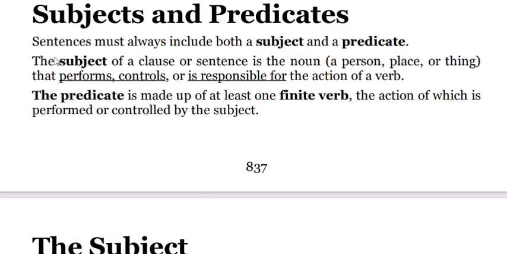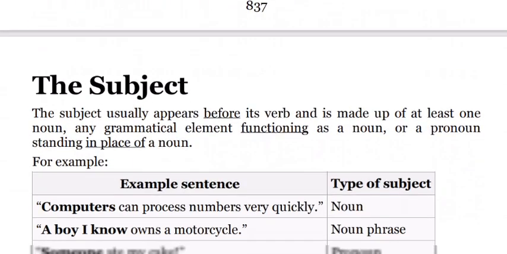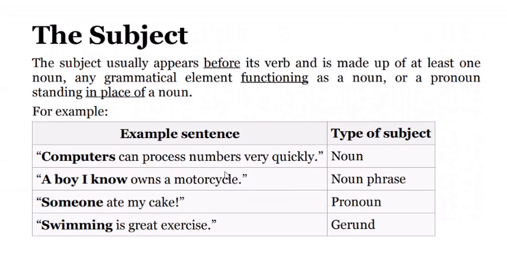Now, the predicate. The predicate is made up of at least one finite verb, the action of which is performed or controlled by the subject. The main doer of the sentence is the subject, and the predicate is the action of the subject. Now, first of all, we will discuss the subject.